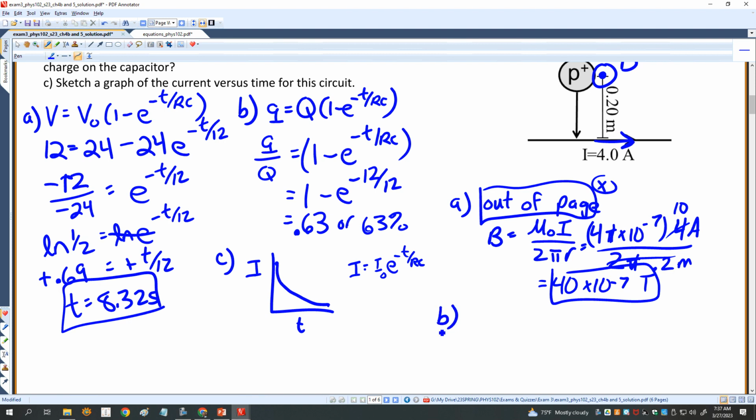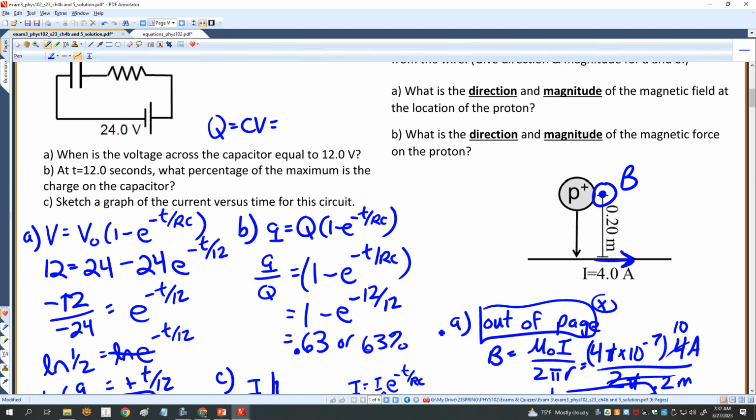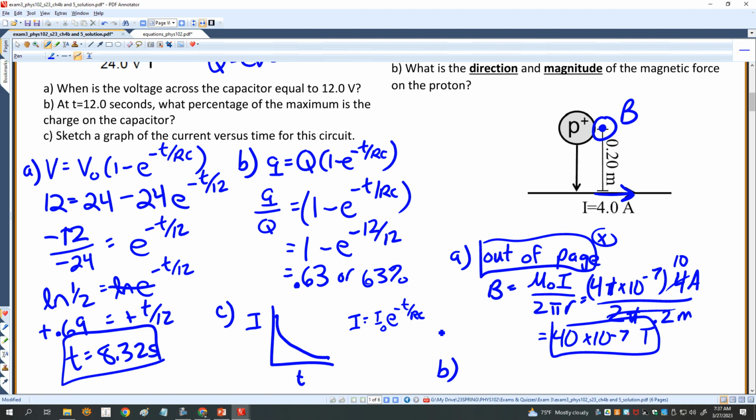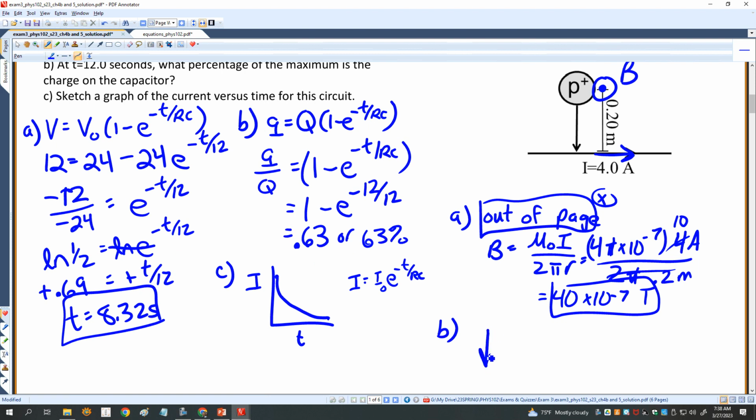Now, the next part is I want to know the direction and magnitude of the magnetic force on the proton, because I have this proton going with the velocity in this direction, and a magnetic field in this direction. So what is the direction of the force that it feels? Well, the velocity is down, the magnetic field is out of the page, and so that force is going to be in that direction, so it's to the left. That's part of the answer.